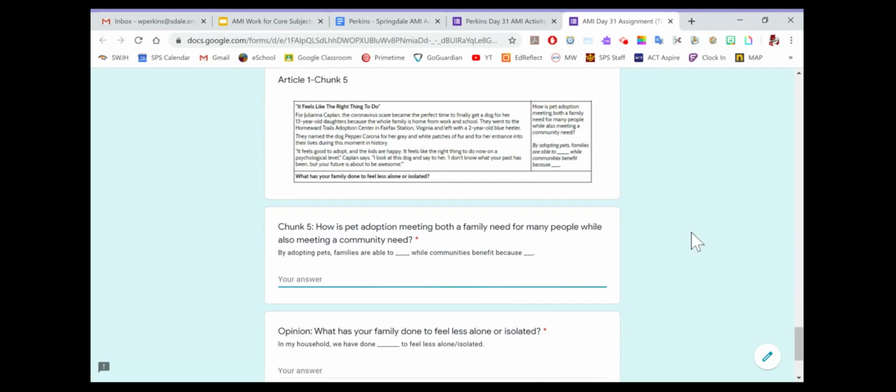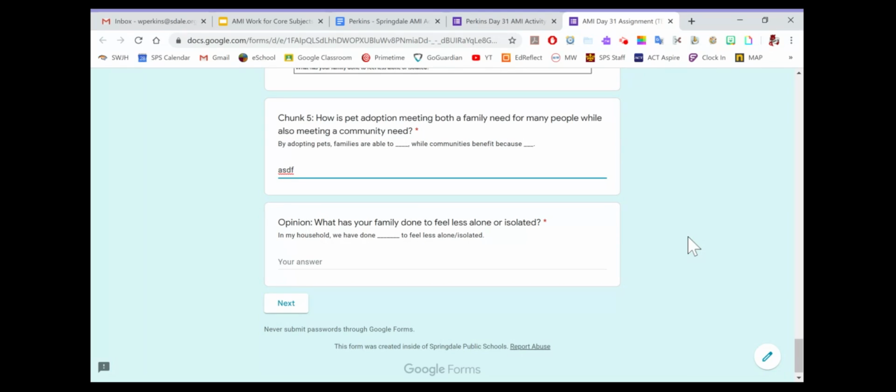Chunk 5. How is pet adoption meeting both a family need for many people while also meeting a community need? By adopting pets, families are able to blank, while communities benefit because blank. ASDF again. And then opinion, this doesn't have a right or wrong answer unless you just totally say something that doesn't make any sense, okay?